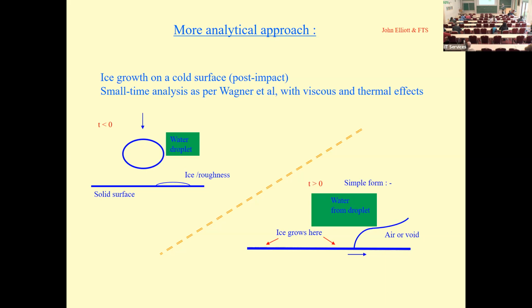So for positive time, we have the droplet sort of flattening down onto the wall. That's producing this effect. There's the main contact point, moving contact point. And beyond the contact point, there's a splash jet, which over these scales stays thin. And air or void is in between the solid surface and the water-air interface. So to handle the nucleation, we assumed or hypothesized that ice would grow in this part of the process. So between the original impact point, the origin over here, and the moving contact point, ice starts to grow.